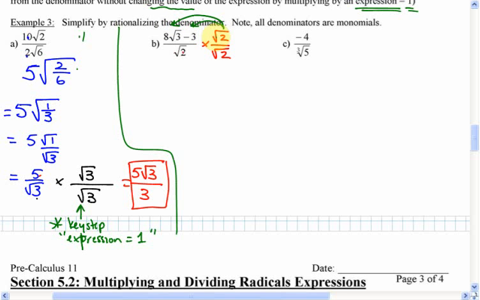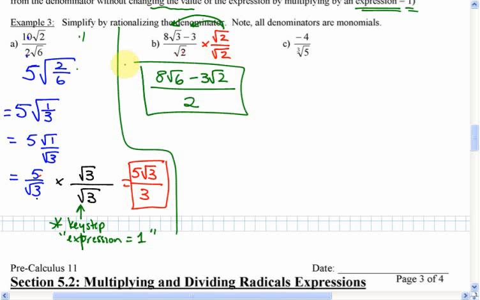Okay. Remember last day, the distribution? 8 root 3 times root 2, what does that become? 8 root 6. Negative 3 times root 2, what does that become? Negative 3 root 2. Good. What's the bottom then? What's root 2 times root 2? It's not 1. Root 2 times root 2 is 2. Root 4 simplifies to 2. Ta-da. You're done. You can't simplify anymore. That's it. Okay.